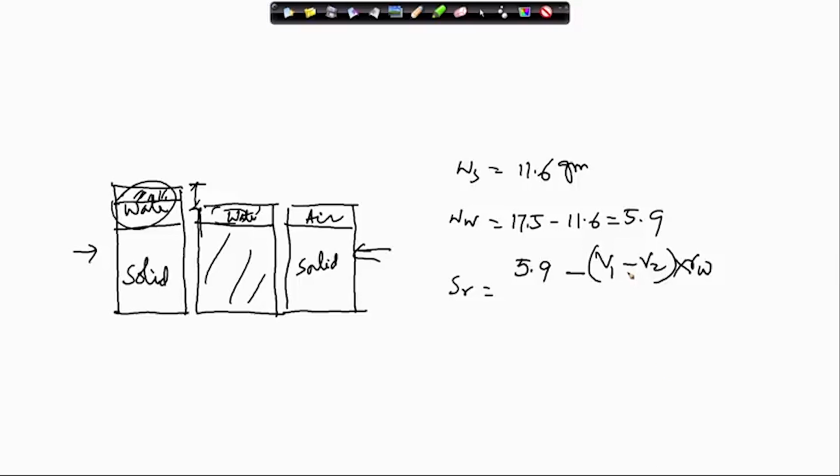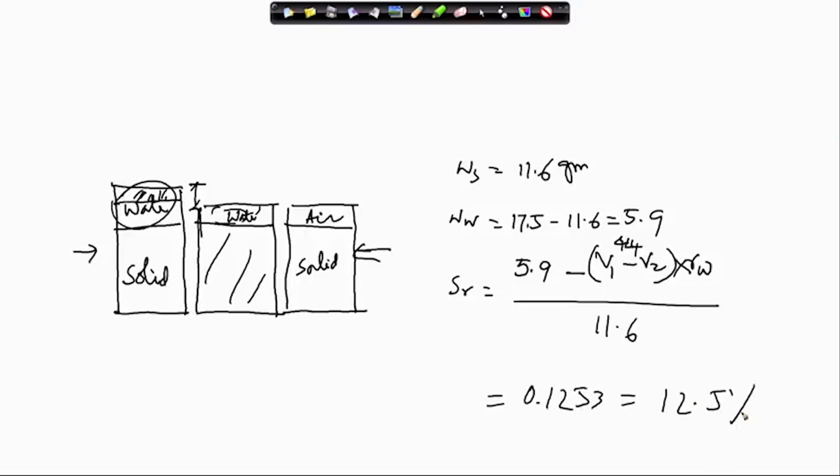So, 4.44. If I do that, this is 4.44, and if I do all the calculation by 11.6, then I can get this calculation. Finally, it will get around 0.1253, that means 12.5%. So, the shrinkage limit of the soil is 12.5%. That means, what is the definition of this?